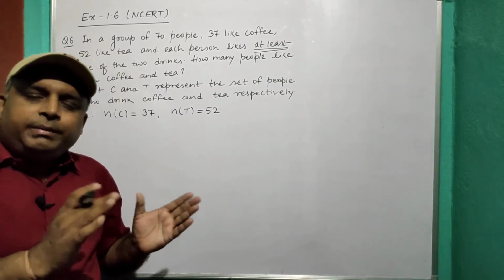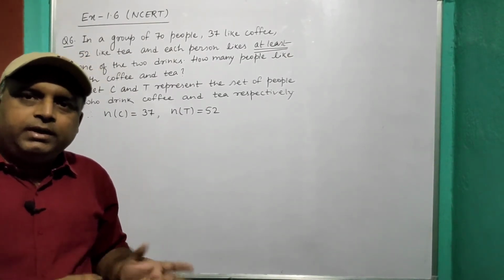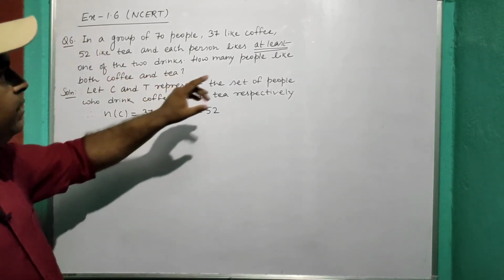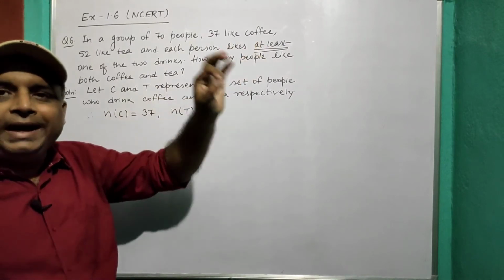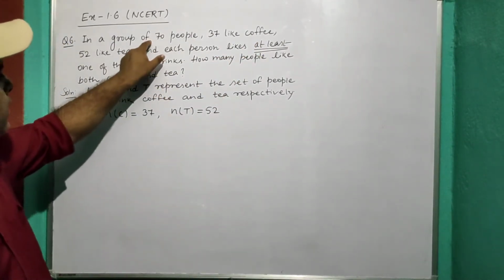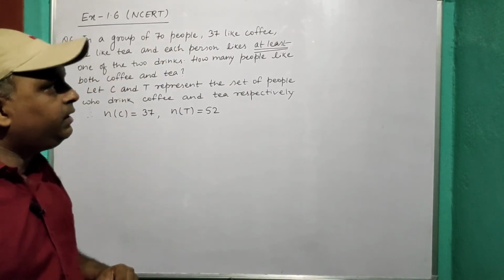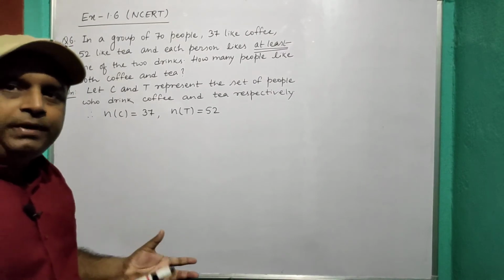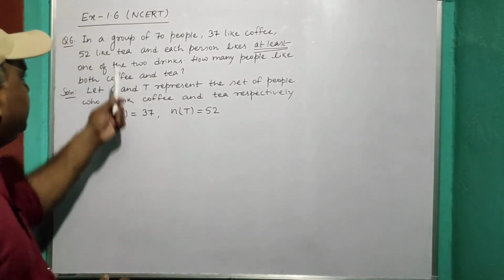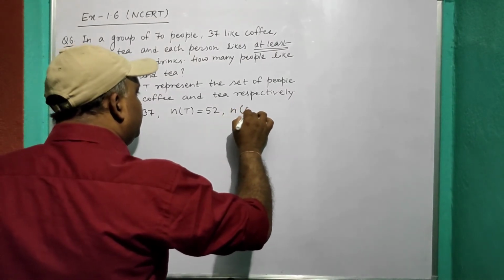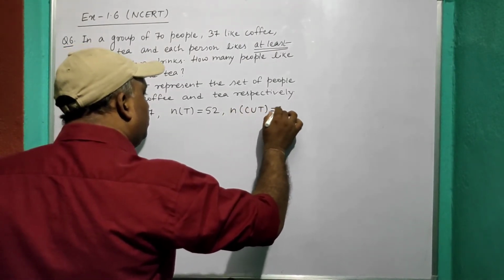At least one drink, it could be both too, so either tea or coffee, it is sure. So that is the case for union. Remember, when you get the word at least, this is the condition for union. So total 70 people are there and all like at least coffee and tea. So this will represent union. It means N C union T is equal to 70.